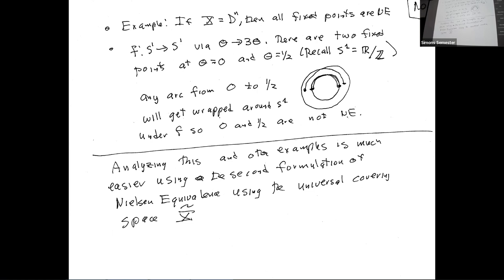But again, you can imagine trying to turn this into a proof. You have to look at all possible arcs. So the way around that is to use the other definition, which uses the universal cover. Nielsen worked on surfaces, so his universal cover was the hyperbolic disk. But then somewhere along the line, the whole theory got generalized. I don't actually know the history.